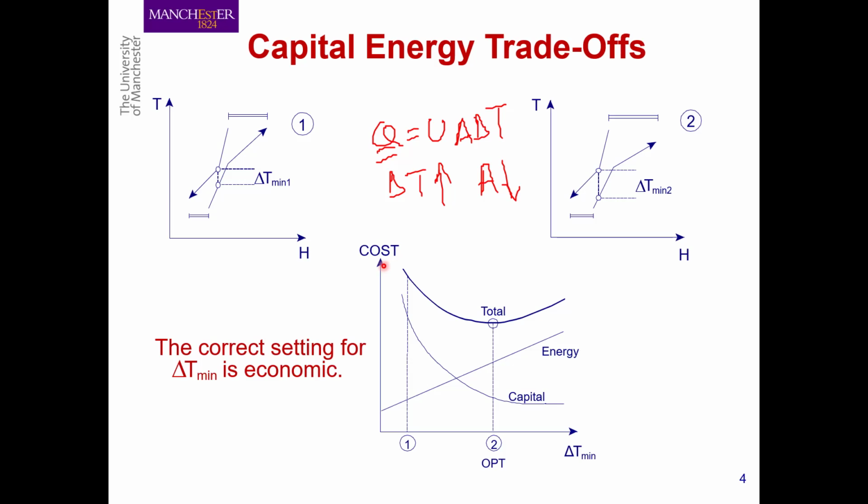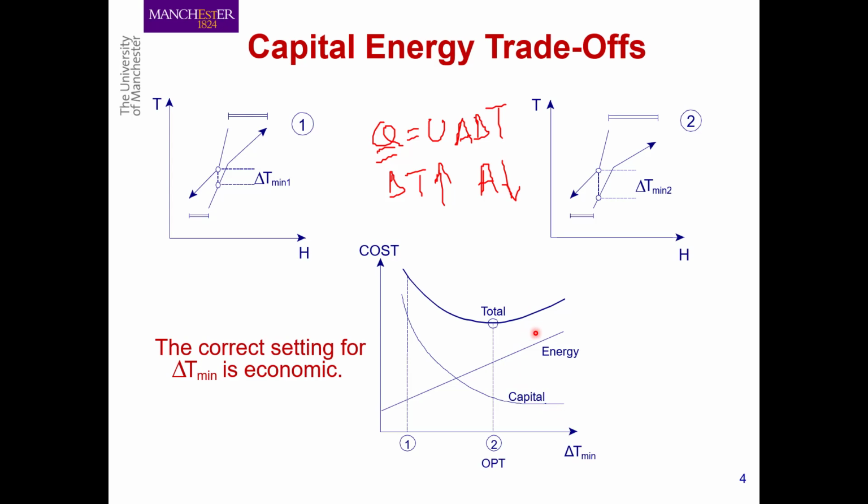And if you look now at the different costs of the system versus delta T min, we see that with an increase in delta T min, our energy cost will increase. As I said, that is because it is going to increase our utility requirements. For the capital cost, because delta T min is increasing, our area is decreasing. As such, we have to buy a smaller heat exchanger, so our capital cost is decreasing.